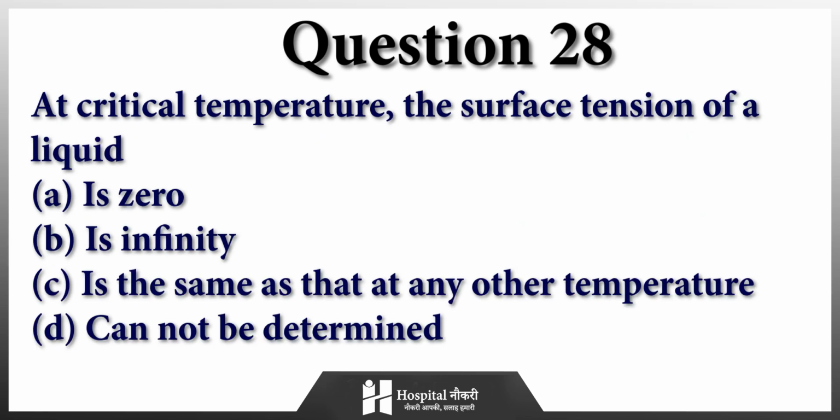Next question is, at critical temperature the surface tension of a liquid is: A, 0; B, infinite; C, the same as that at any other temperature; D, cannot be determined. The correct option is A, it is 0.